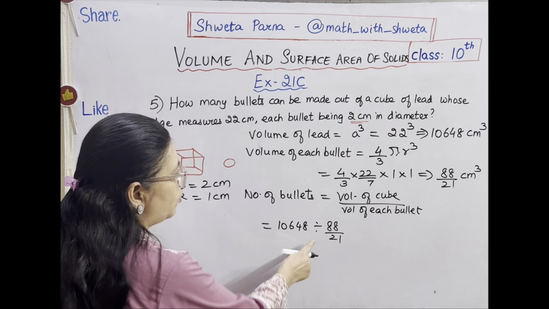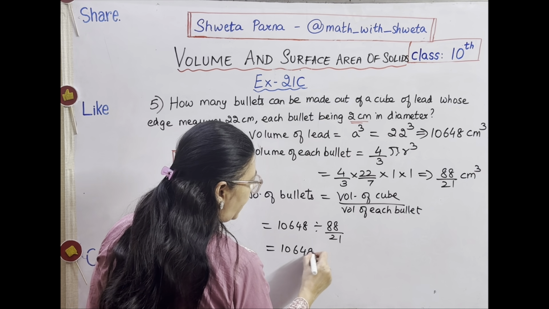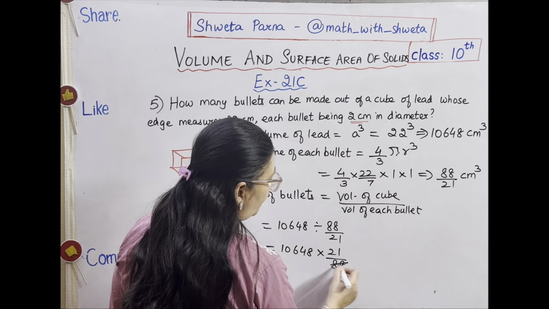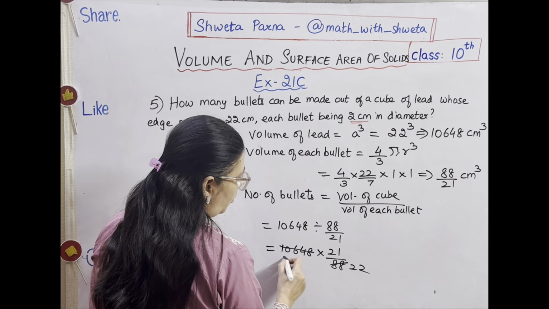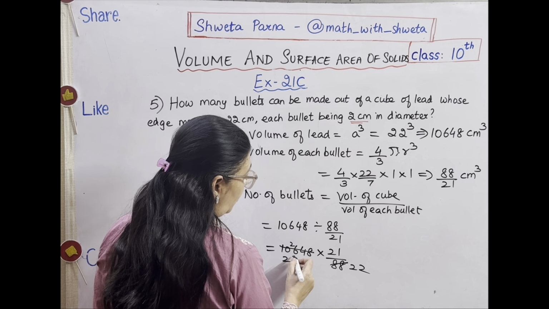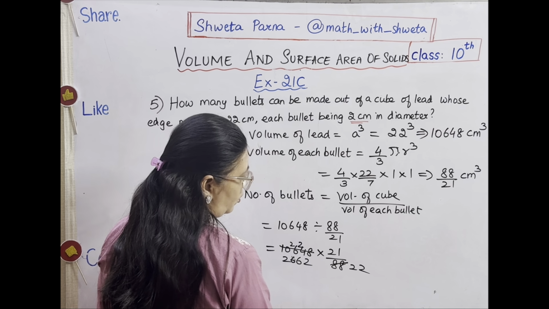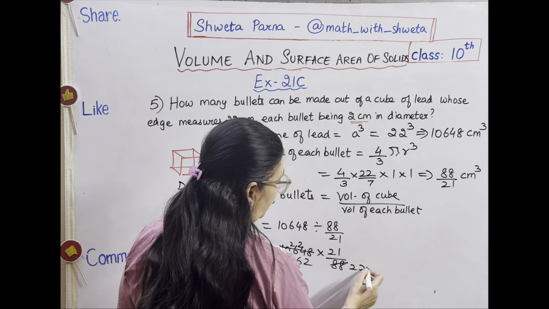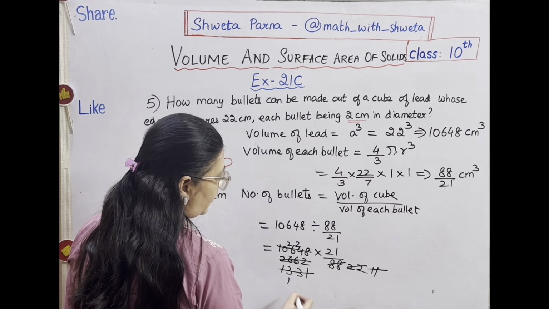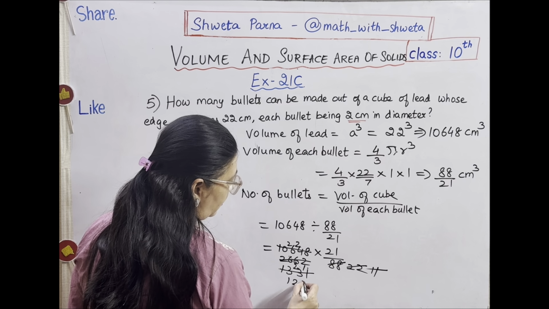Whenever you are dividing, you change it to multiplication by taking the reciprocal. So 10,648 into 21 upon 88. Go in table of 4. 4 22s are 88; 4 2s are 8, 4 6s are 24, 2 6 2. Again it will go in table of 2. 2 11s are 22. This will go in table of 11. 11 1s are 11, 11 2s are 22, 1.